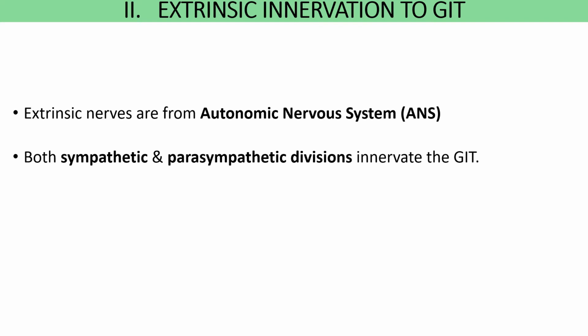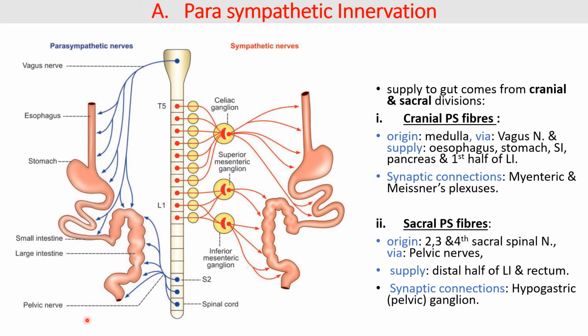The parasympathetic innervation to the gut can be divided into the cranial parasympathetic division and the sacral parasympathetic division. That is, the cranial parasympathetic fibers originate from the medulla, basically the nucleus of the vagus, and these cranial fibers will supply the esophagus, the stomach, the entire small intestine, and the first half of the large intestine. So this much of the area is supplied by the cranial division of the parasympathetic nerves.